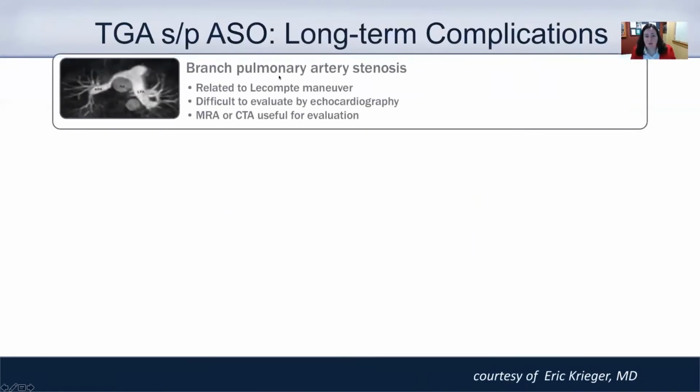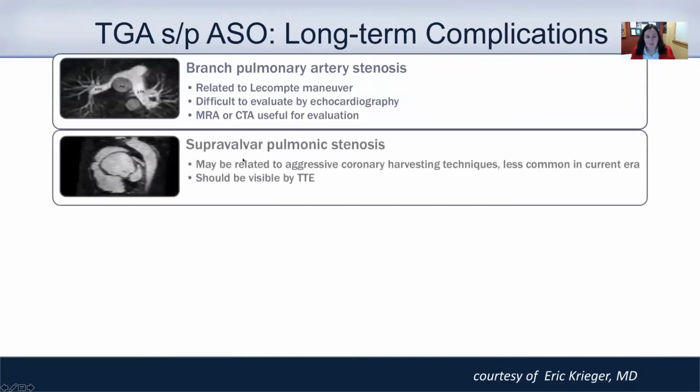those branch PAs forward, they can oftentimes get a little stenotic or stretched right at the proximal area. This again is sometimes difficult to evaluate in adults with echo, and we rely heavily on our cross-sectional imaging. We also know that patients can get degrees of mild, usually supravalvular pulmonary stenosis. This was more common in the earlier surgical experience, but important to look at when we're evaluating that outflow tract.